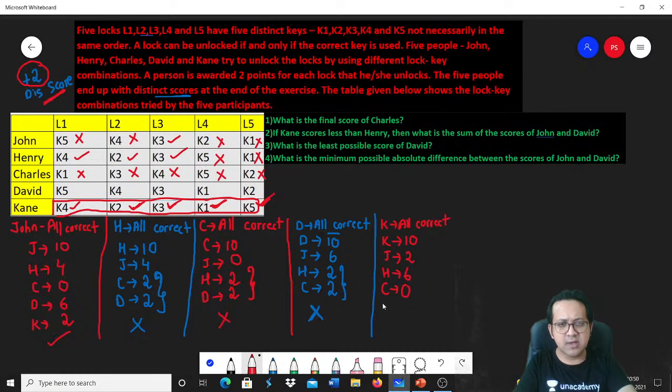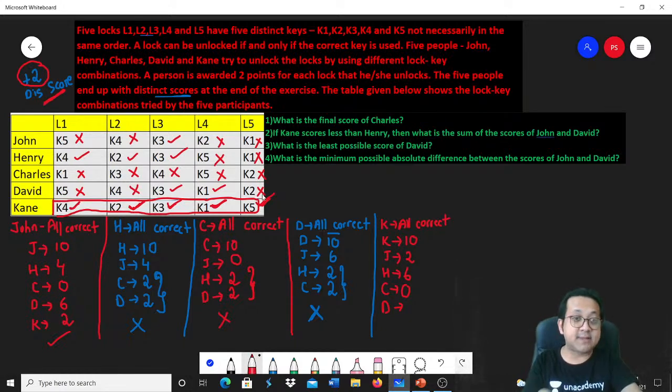Meaning Charles ended up with 0 scores. And the last fellow is David. Let's start. Correct one is K5. David uses K4. Wrong. Correct one is K4. David uses K5. Wrong. Correct one is K2. David uses K4. Wrong. Correct one is K3. David also uses K3. Right. Correct one is K1. David also uses K1. Right. Correct one is K5. David uses K2. Wrong. So two of them are correct.